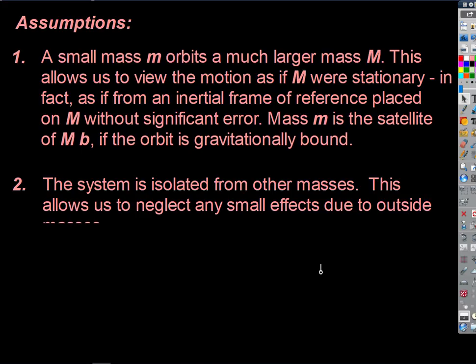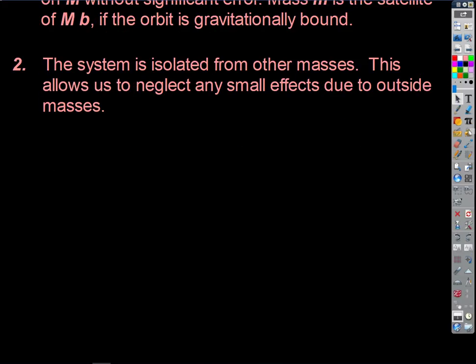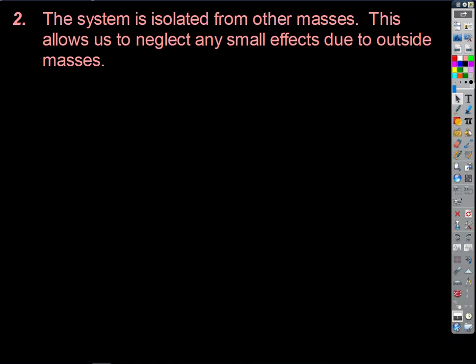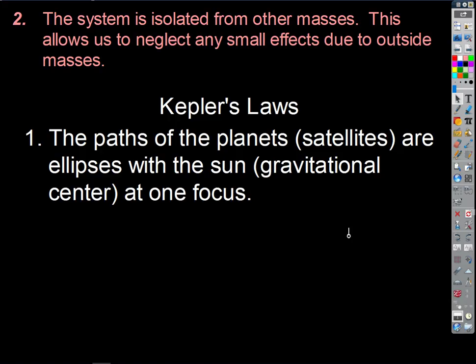Okay, so if we do that, we can come up with what Kepler did, and arguably some of the stuff he stole from others, but he assembled it all. He gave us three laws, Kepler's laws. First one: the paths of all the planets or satellites are ellipses with the sun, or whatever is the gravitational center, at one focus. Yes, sir?